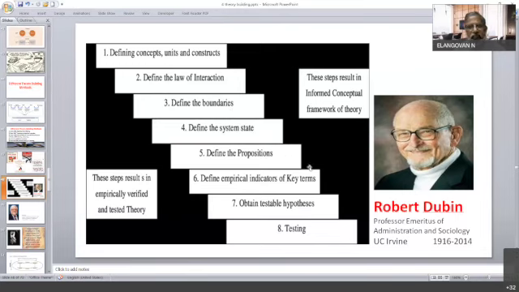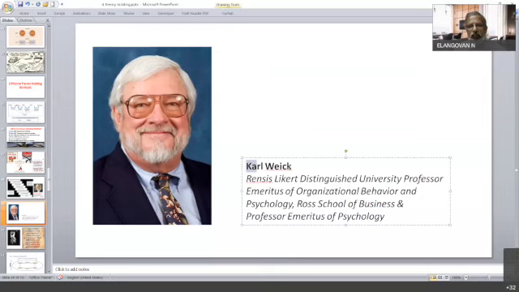If you look at it, these are all the design stage. Then you define empirical indicators of the key terms, how you are going to measure. Then obtain the testable hypothesis. And finally test it by collecting the data. So once the data proves the hypothesis, then that becomes a theory. That is what Dubin explains, and most of today's presentation was based on these stages of theory building. Next comes Carl Weick.